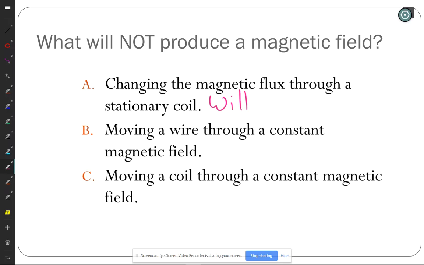Moving a wire through a constant magnetic field, initially, will cause a surge in current, but then it will reach equilibrium. There'll be no current, hence no magnetic field. So this one would be a no. And moving a coil through a constant magnetic field? If I move the coil through a constant magnetic field, is it going to make a current in it? You have to have a changing magnetic flux. So that's a no as well. So which will not produce? These two. Which one will produce? The top one.